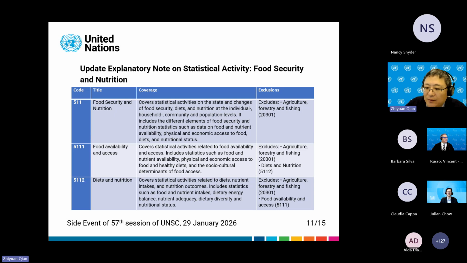You can see the full draft of those changes and expert notes in the draft CSA 2.1 manual that we submitted, which is now published on the UNSD website as one of the background documents for the upcoming UNSC.